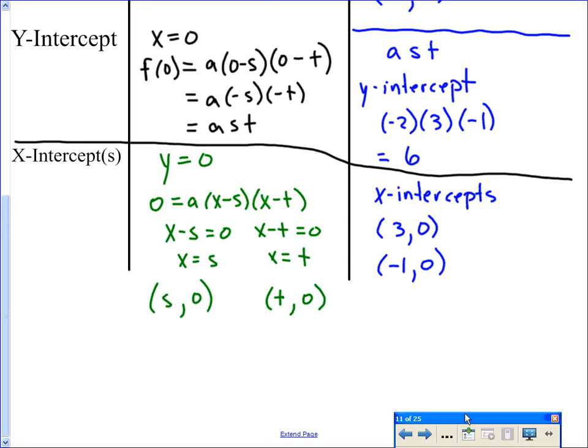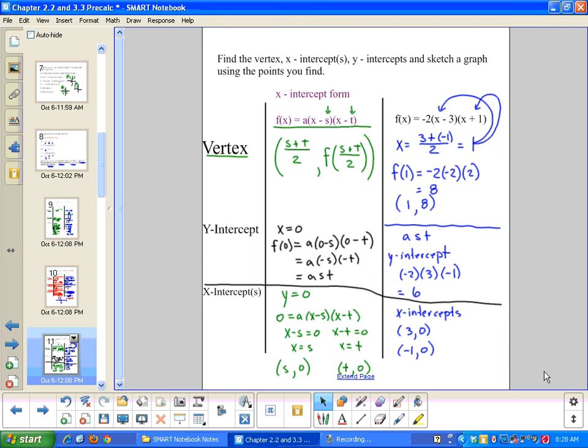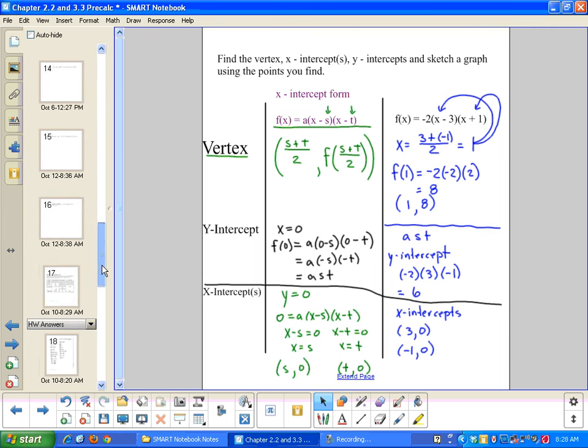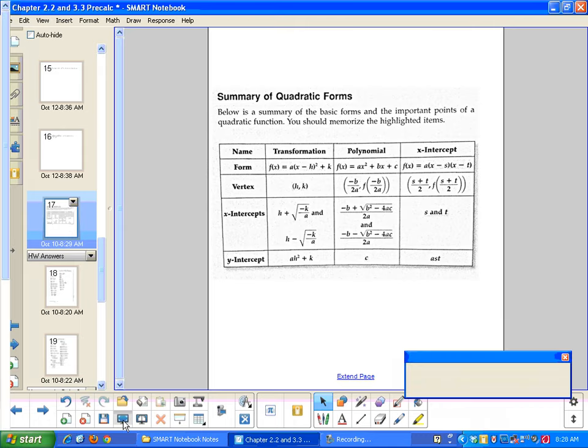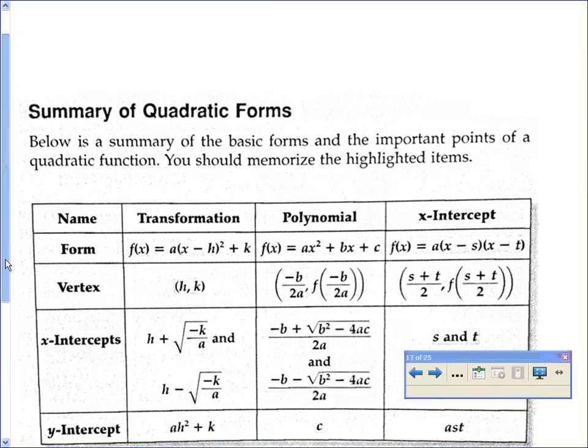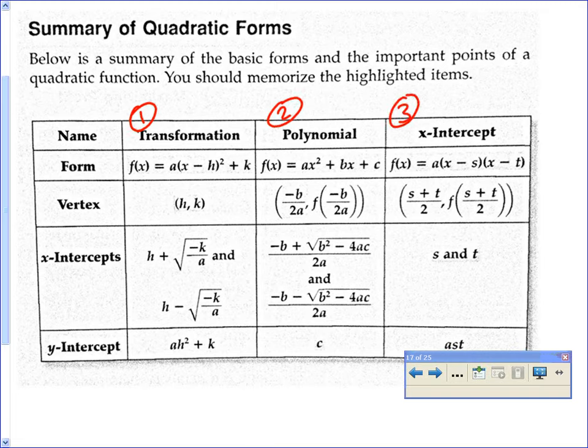We'll pick up in another video talking about the two different forms. You will find that you have a summary of this information at the end of your packet. Let's go ahead and look here. So this is your last slide. Everything I've just talked about is here, and this is a summary of it. These are all the formulas for each one of the forms. You notice we covered first the transformation form, then the polynomial form, and then the x-intercept form. We found the vertex, the x-intercepts and the y-intercepts. I was showing you how to get each one of these formulas, and then how to apply them to an actual problem.